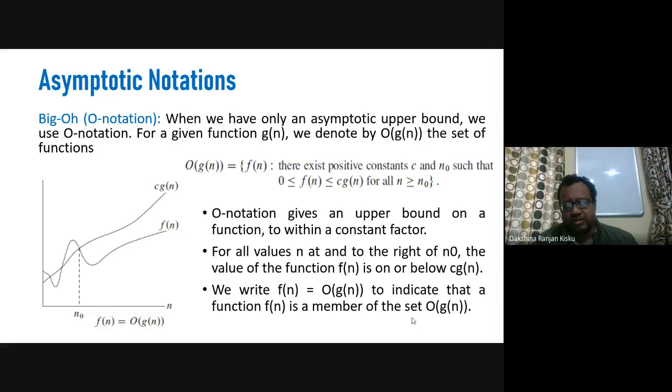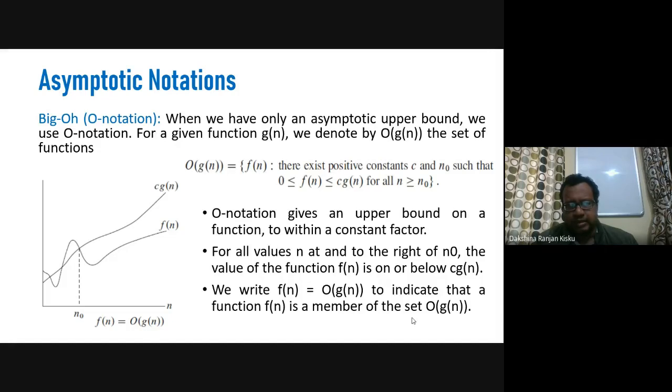That means from these two functions, we have to determine the value of the positive constant c and n0. Now for c and n0, this will satisfy the condition f(n) less than or equal to c·g(n). Whenever such functions f(n) and c·g(n) are given to us, we will determine c and n0. So for that positive constant c and n0, function f(n) will be found to be less than c·g(n).